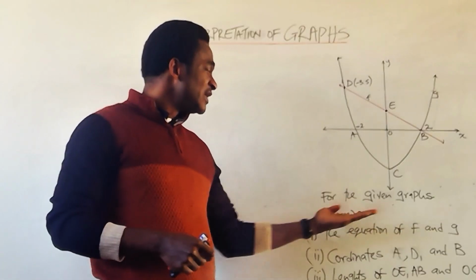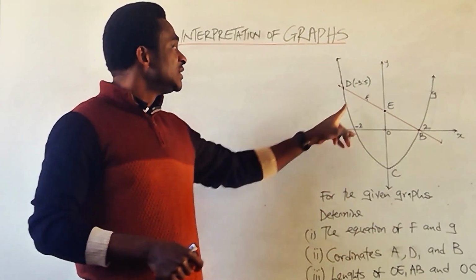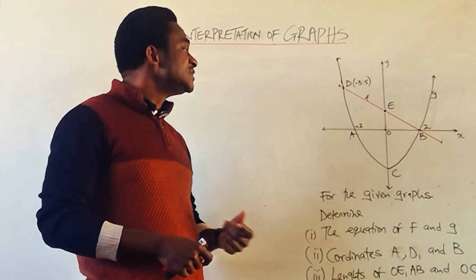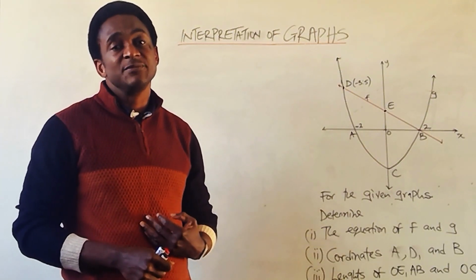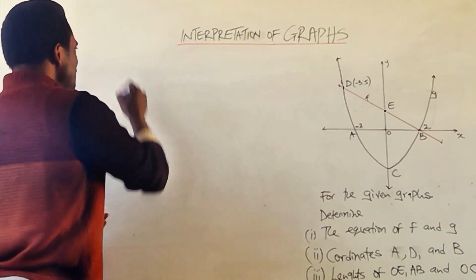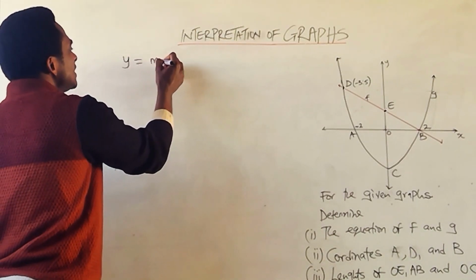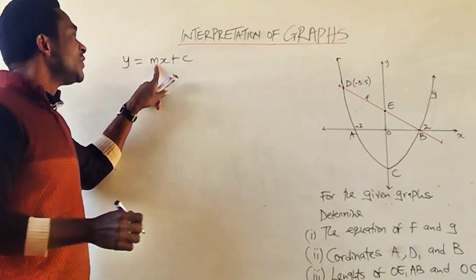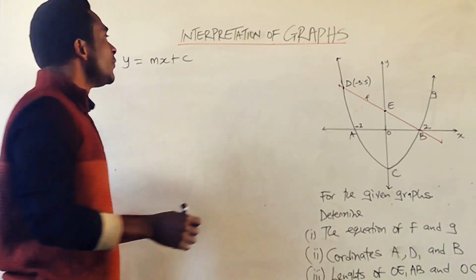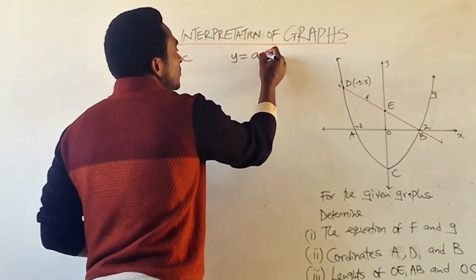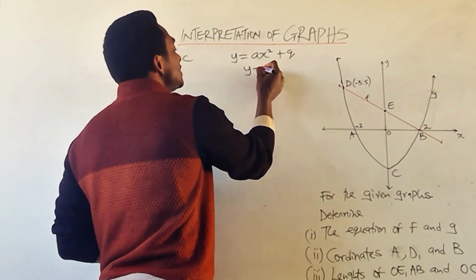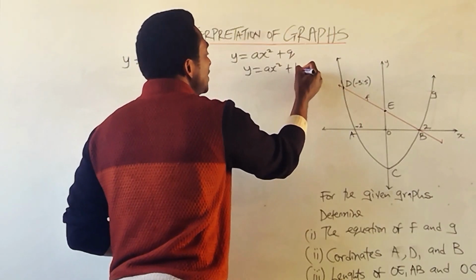It says for the given graphs, determine the equation of f and g. If we check here, the f here is a linear graph and the g is a parabolic graph. Identification is very important. First of all, we'll think about the general format for each of the graphs. The linear graph is given as mx plus c, where m represents our gradient and c represents our y-intercept. Whereas the parabolic function's general format is ax squared plus bx plus c.